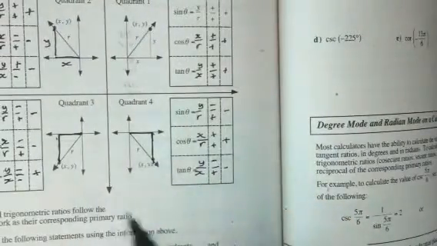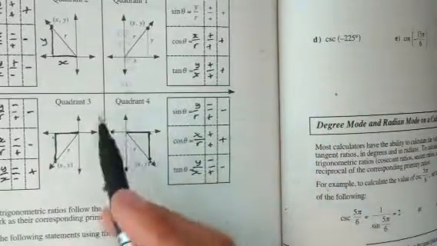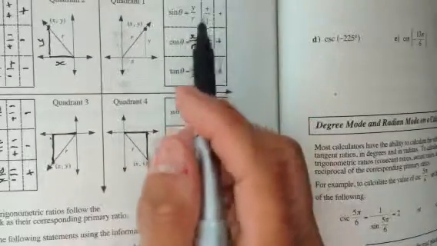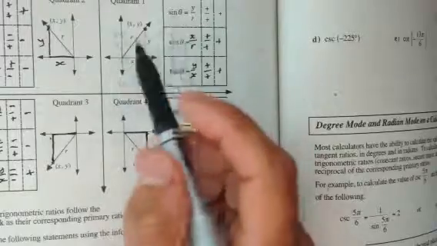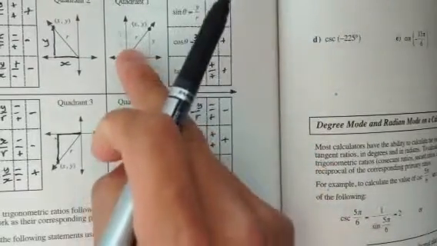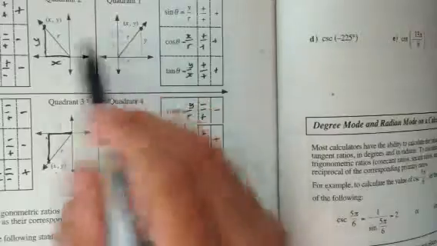So the reciprocal trig ratios actually follow the same signs as their corresponding primary ratio. For example, if I was looking at the sine ratio, the sine ratio has the reciprocal of the cosecant. And so the cosecant is going to have the same signs as the sine ratio in each of these quadrants. So in quadrant 1, cosecant will also be positive. In quad 2, cosecant will also be positive because sine is positive.